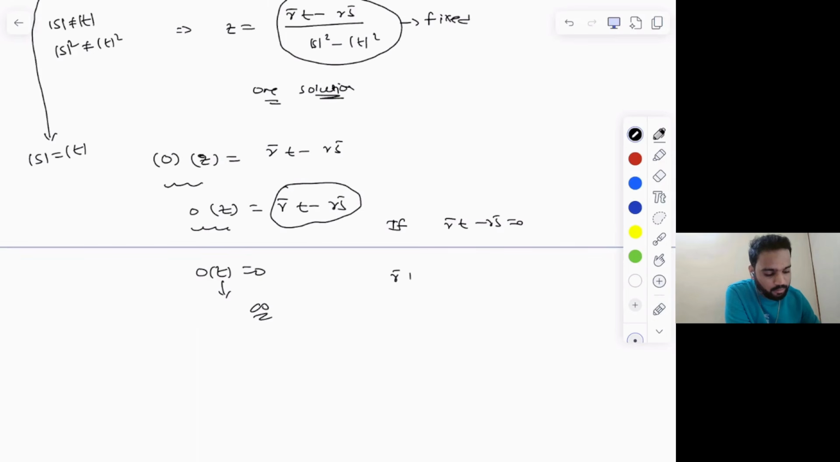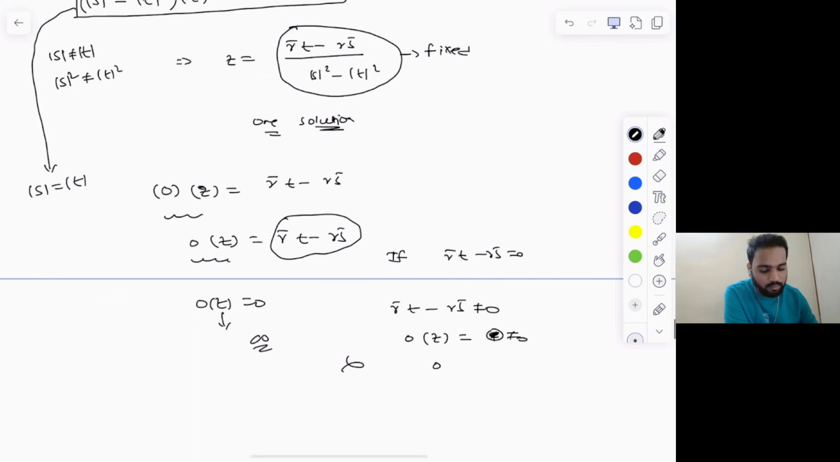But what happens if R bar into T minus R into S bar is not equal to 0? You get something like this, right? 0 into Z is equal to a value which is not equal to 0. So the left hand side is 0, the right hand side is non-zero, which means it is not possible, right? So that is why in this case, if mod S is equal to mod T, different cases are possible. Either it will have infinite solutions or it will have no solution, as I have written here.